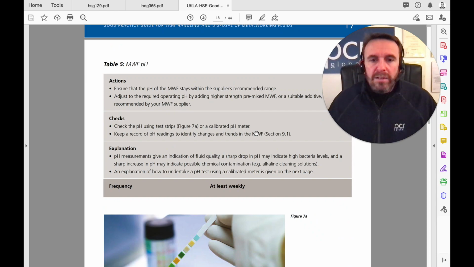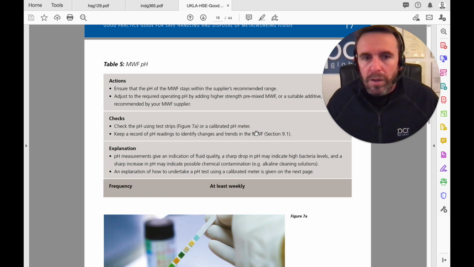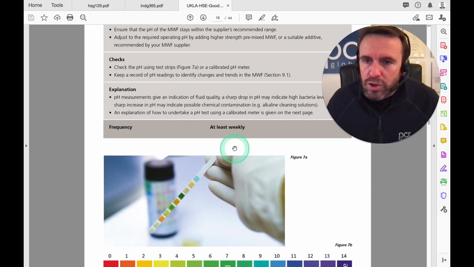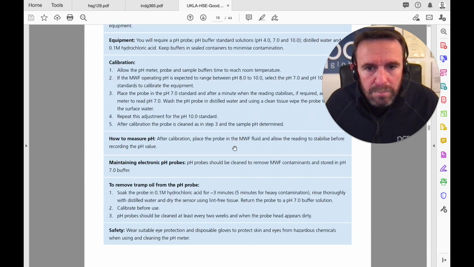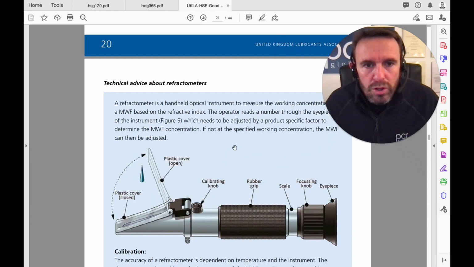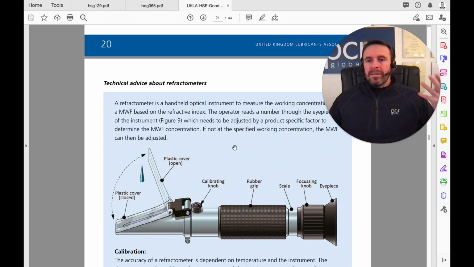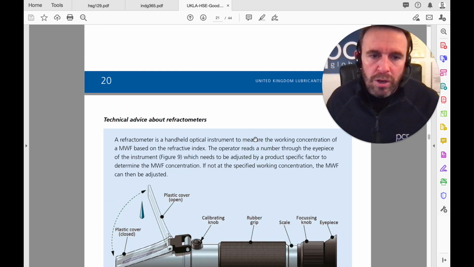So now we're looking at the dip slides and things we talked about just now, about checking the pH of the MWF. So important. We'll cover that a little bit in a little bit of time. Let's have a look here. Such a lot in here. So a refractometer is a handheld optical instrument to measure the working concentration of MWF based on the refractive index.